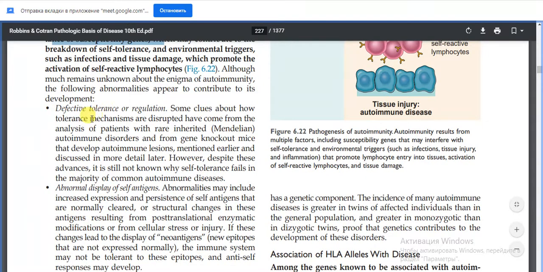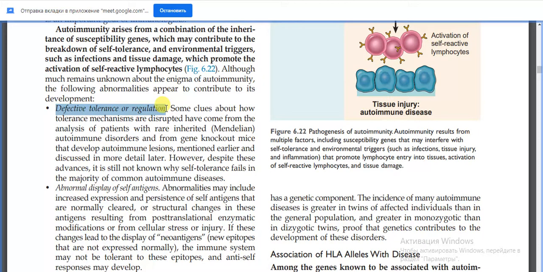Why do autoimmune disorders happen? Usually it's due to defective tolerance or regulation. All these mechanisms of tolerance we discussed might not be regulated due to inherited diseases. And in most autoimmune disorders we have specific gene patterns, so we have specific genetic components, and they are known as Mendelian inherited autoimmune disorders.